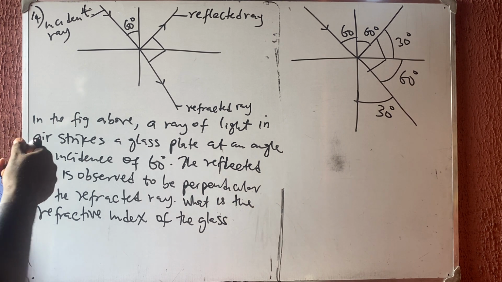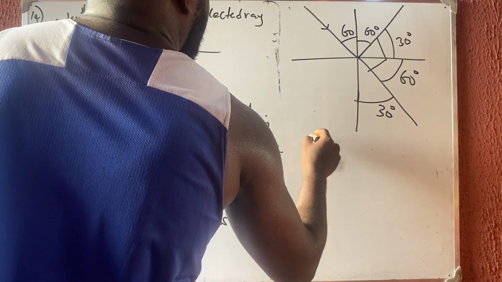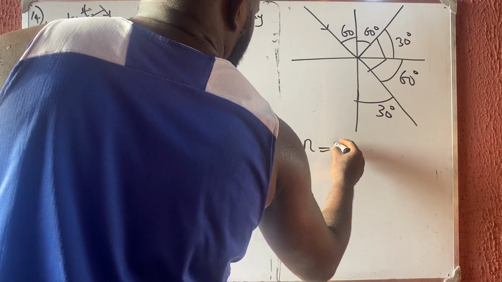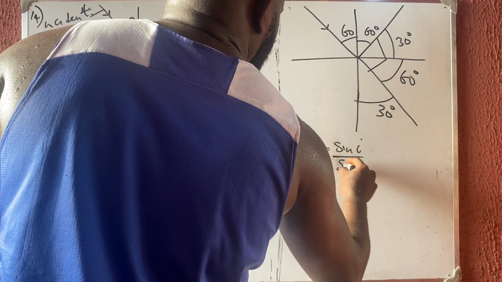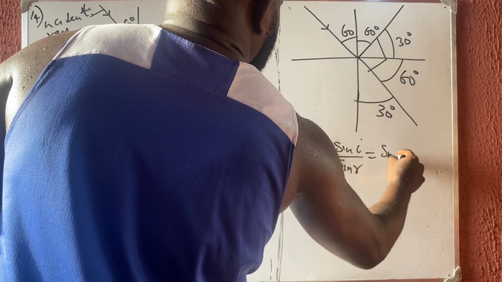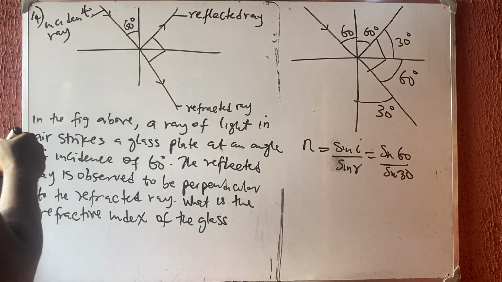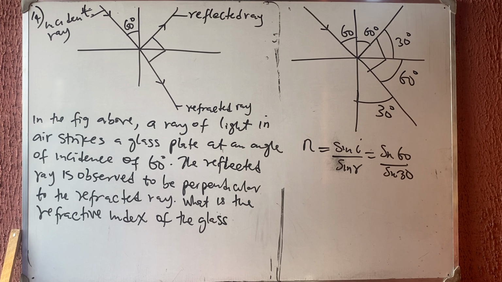So if they now say you should calculate the refractive index, the refractive index will now be what? Sine i over sine r, which is sine 60 over sine 30. So do the math and get your answer. So that is that. So we'll move to question number 15.